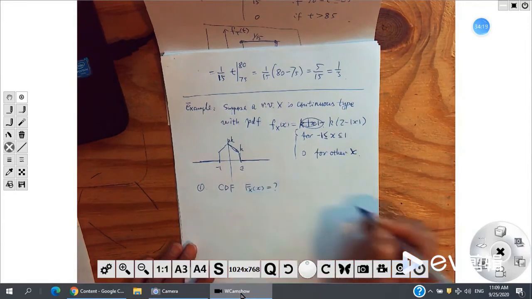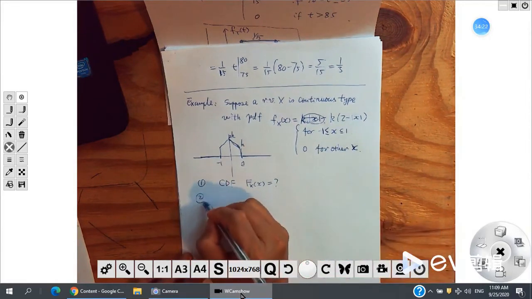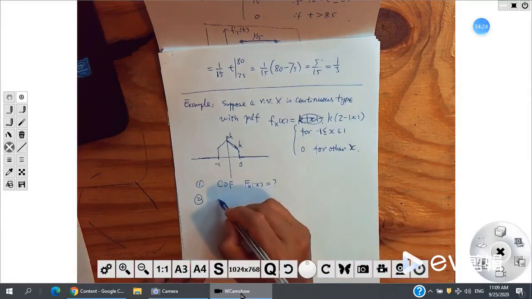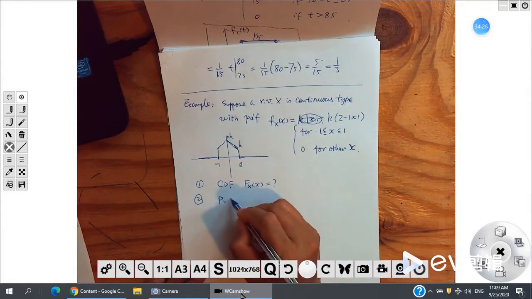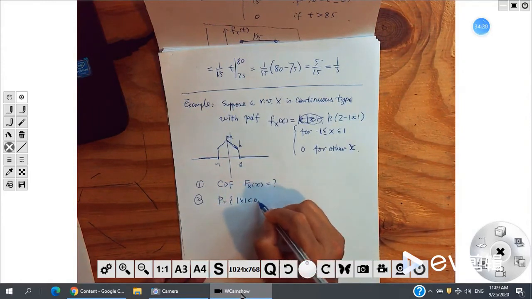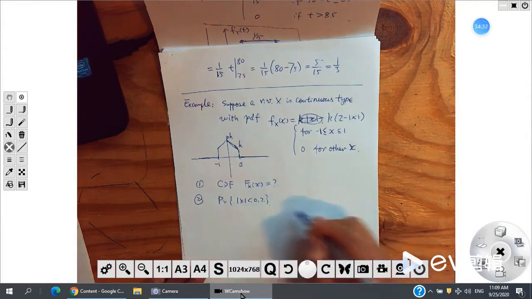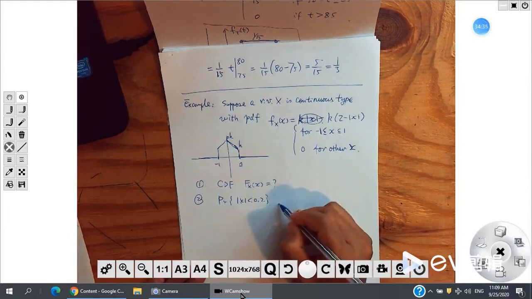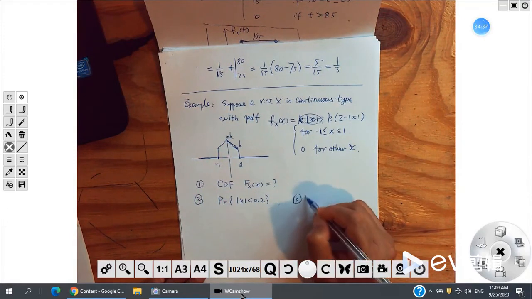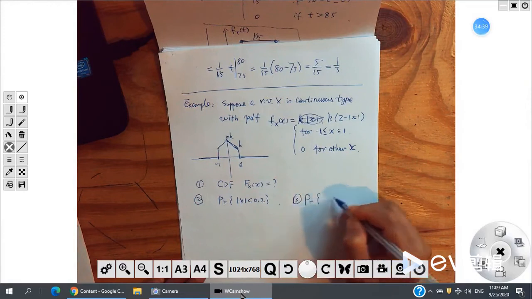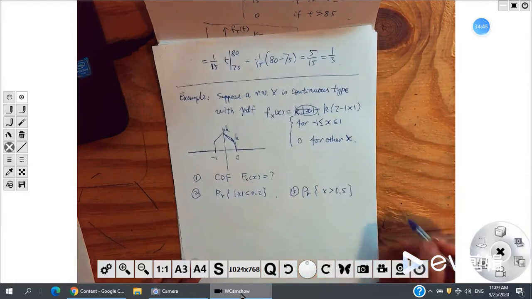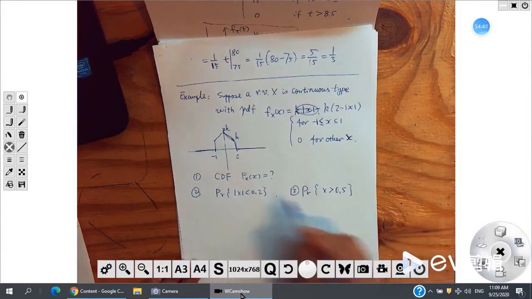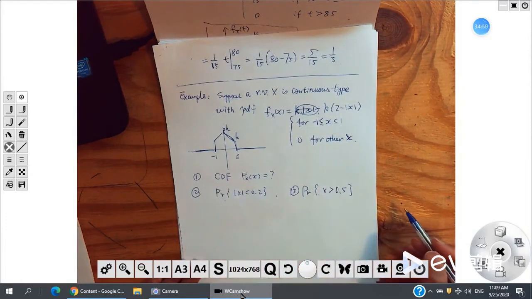What is the CDF? And secondly, we can calculate some probabilities. We want to find the probability of x smaller than 0.2. What is this probability? And we can also try to find the probability of x larger than 1, or larger than 0.5. So we want to find these two probabilities: find the CDF and these two probabilities.